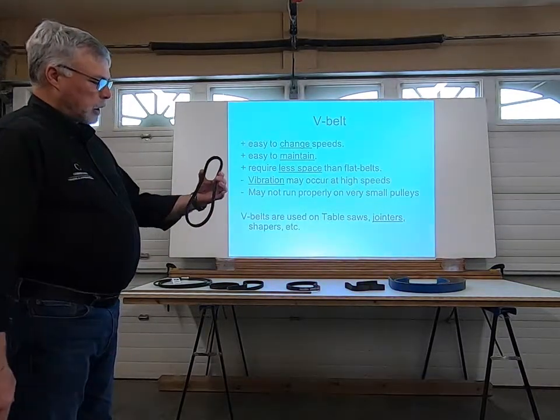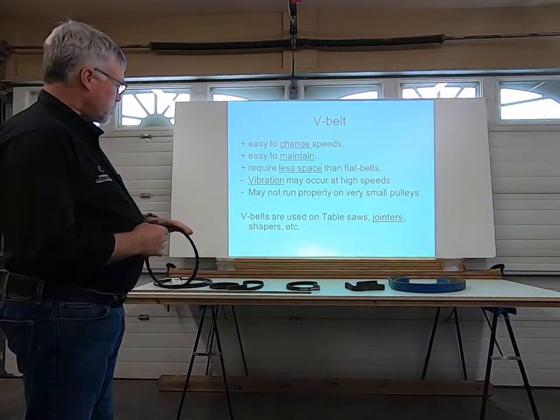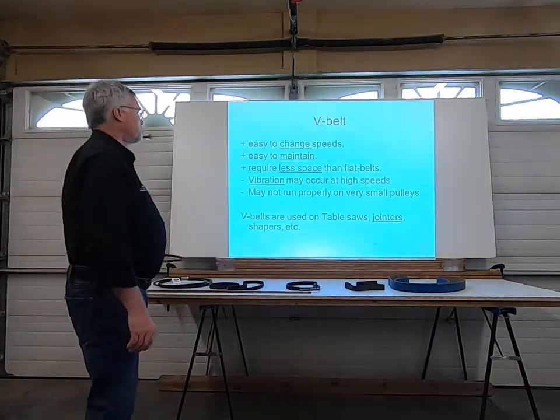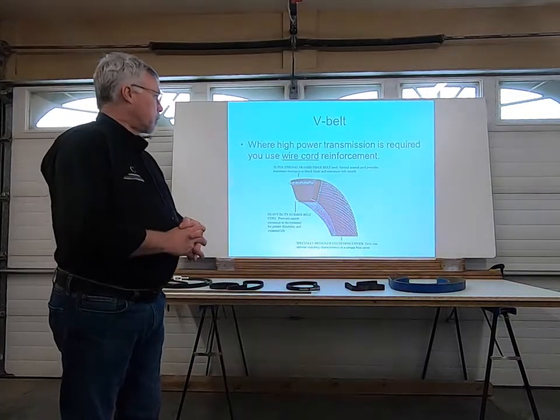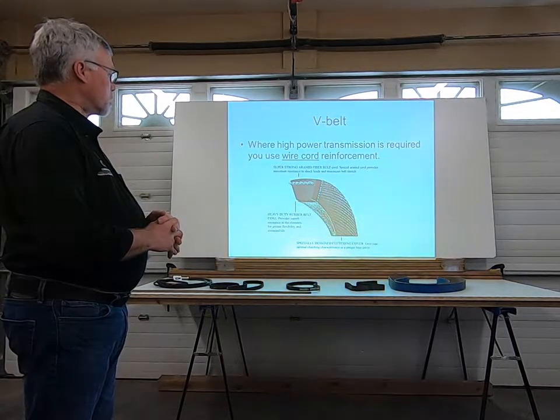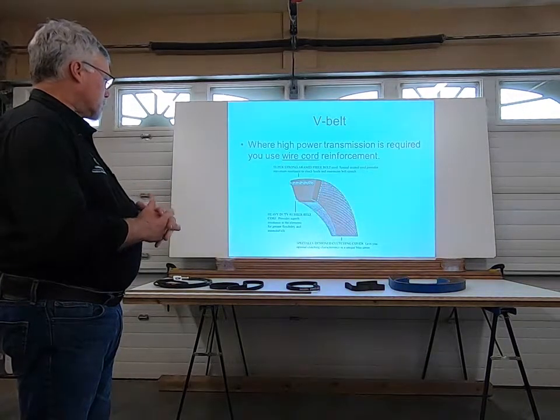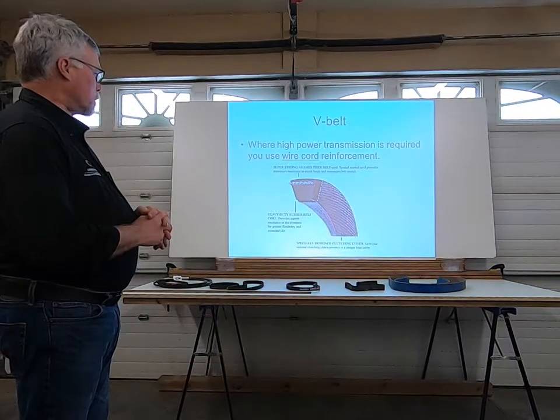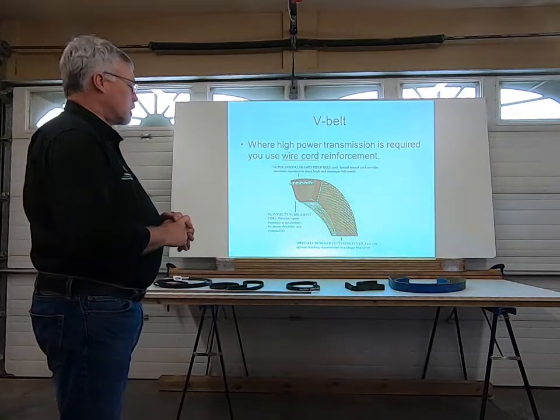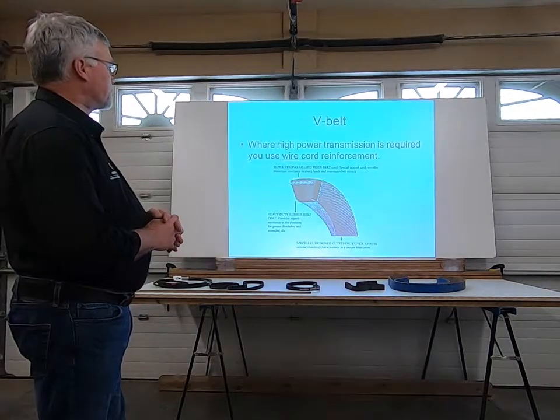So you can see here on a belt like that, they're pretty limited as to the size of the pulley that I can get that to fit. V-belts are used on table saws, joiners, shapers, and so on. If you need a belt that's going to be under a lot of stress, there's also belts that have wire cord reinforcement. And that's a heavy-duty rubber belt, provides superb resistance to the elements with greater flexibility and extended life. So your manufacturer, the machine manufacturer, will specify the type of belt that is on that machine.